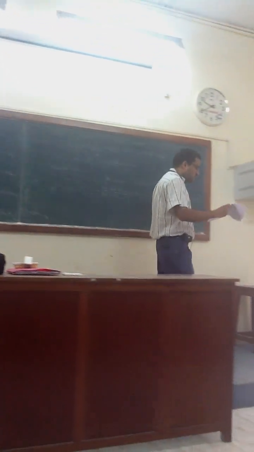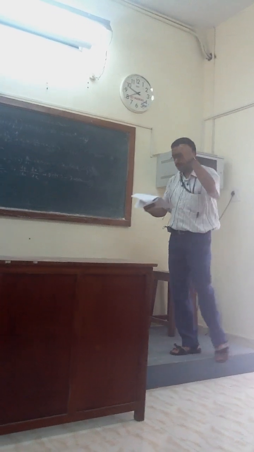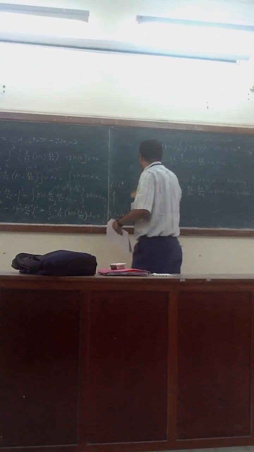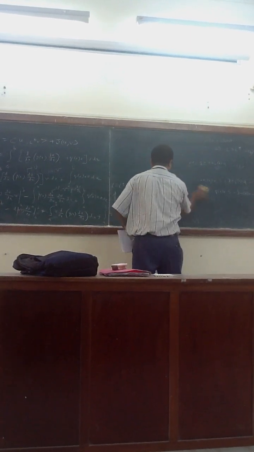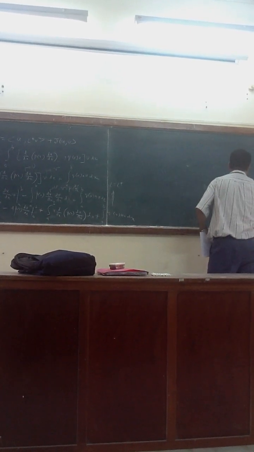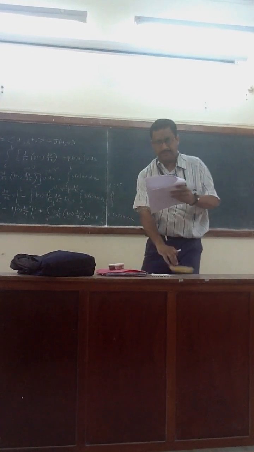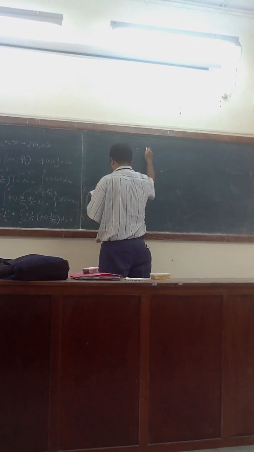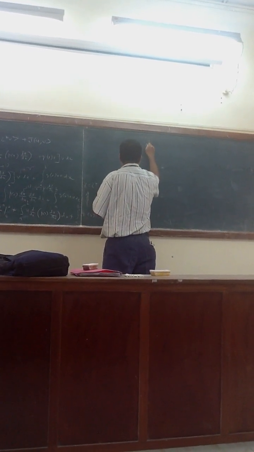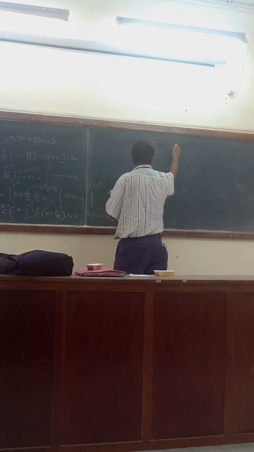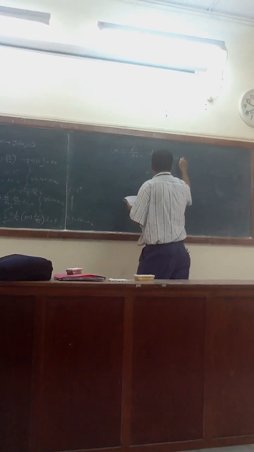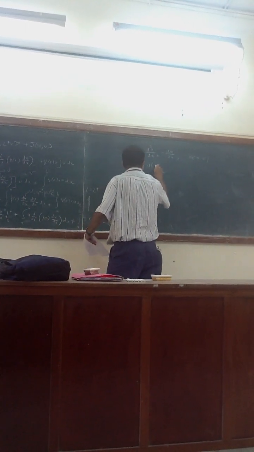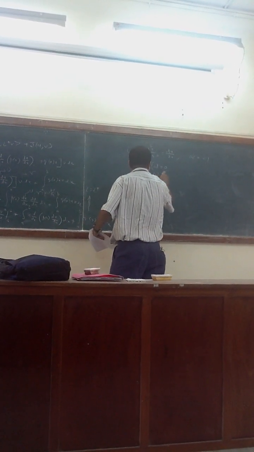Next, I am picking up one of the assignment problems. You can get the assignment by today itself. The operator is given as d2u/dx square minus du/dx, for 0 less than x less than 1, with boundary conditions u(0) equals 0, u(1) equals 0.